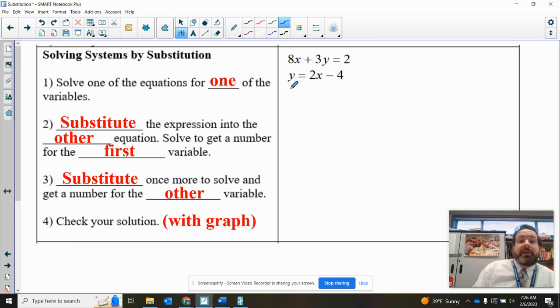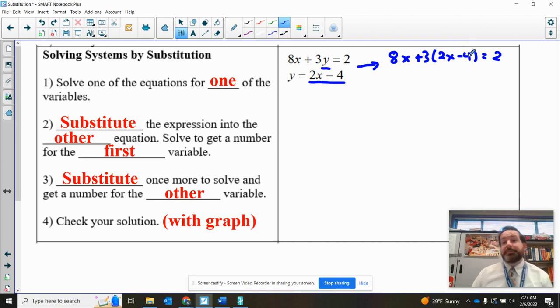Step number 2. We're now going to take this expression for y, go to the other equation, and where you see the letter y, replace it with the equivalent expression, the 2x minus 4. So substitute into the other equation so we can get a number for the first variable. Here's the first place that I would like you to stop and to pause your video. Replace the letter y with the 2x minus 4. And now I want you to solve this equation, get a number for the x, and unpause when you're ready to check your work.